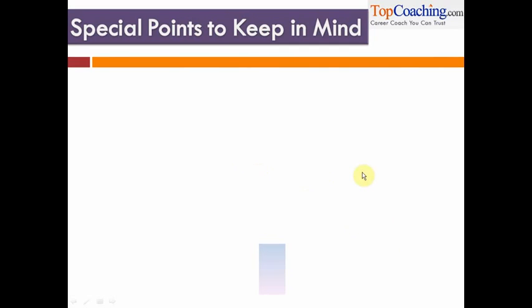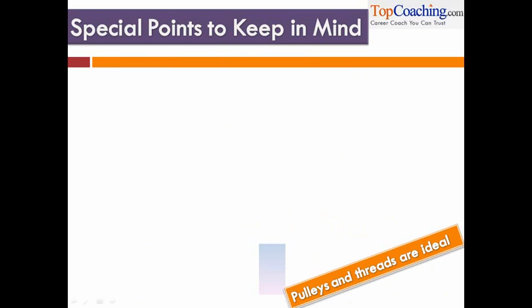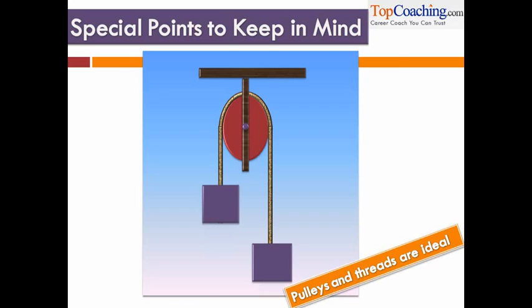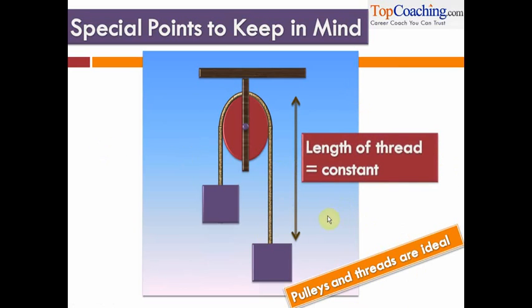Here are some special points to keep in mind when solving problems related to pulleys and understanding pulleys better. The first point is that in our discussion of pulleys, we will assume that pulleys and threads are ideal. What does that mean? That means that the length of the thread is constant in this case. Understood? This means that you cannot stretch the thread. If you are pulling a mass m up and if you are pulling the thread down from the other side of the pulley, the thread won't get stretched, it won't get compressed, its length will be the same. So that is what we mean by an ideal thread.